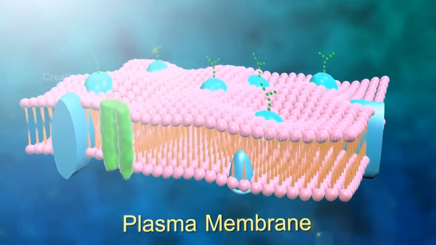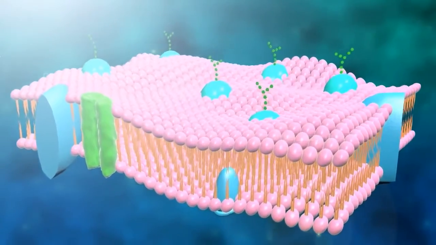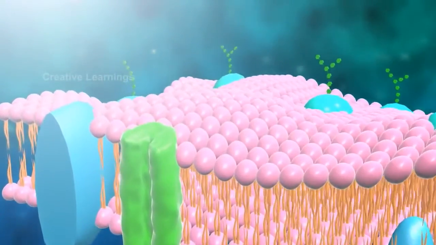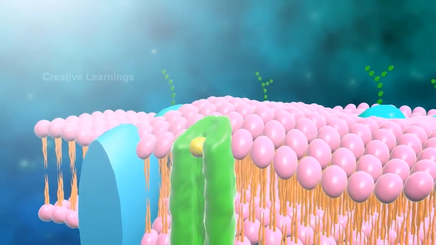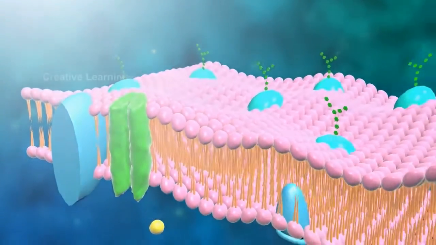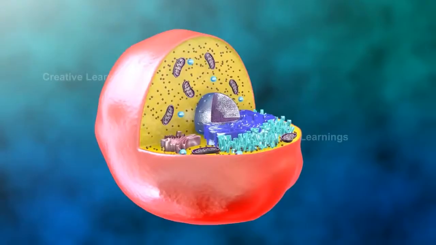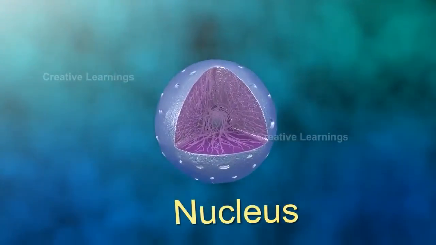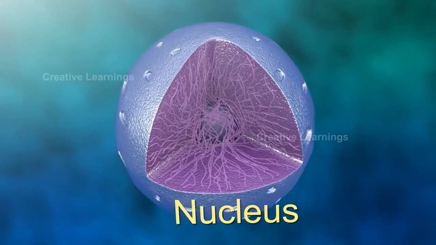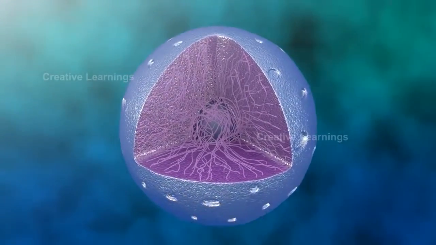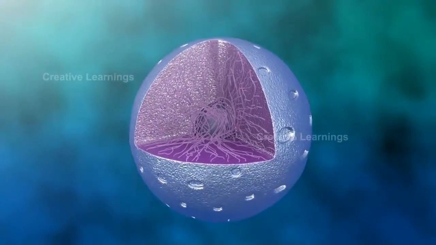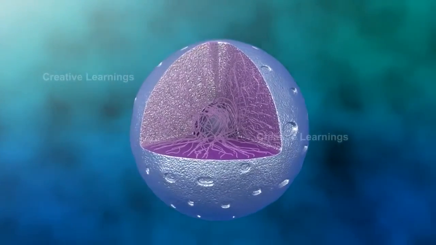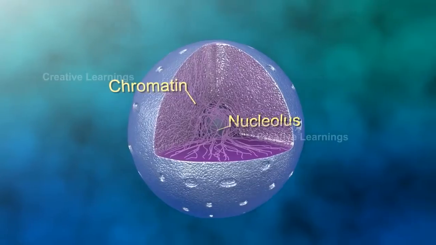Animal cells are protected by a phospholipid bilayer that surrounds the cell and functions as a gate that allows the entry and exit of molecules from the cell. In the center of the cell lies the nucleus. The nucleus acts as the brain of the cell. Each and every metabolic activity of the cell is regulated by the nucleus. It contains the DNA in the form of chromatin and a nucleolus.